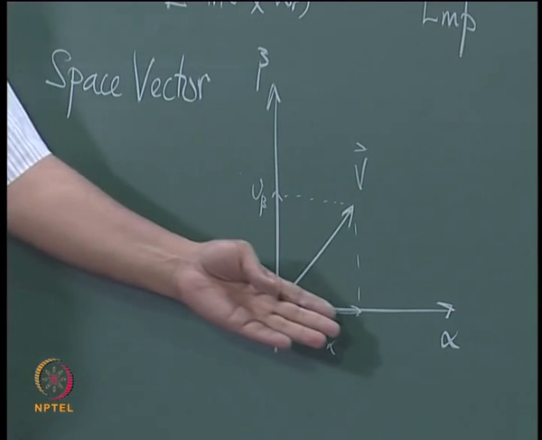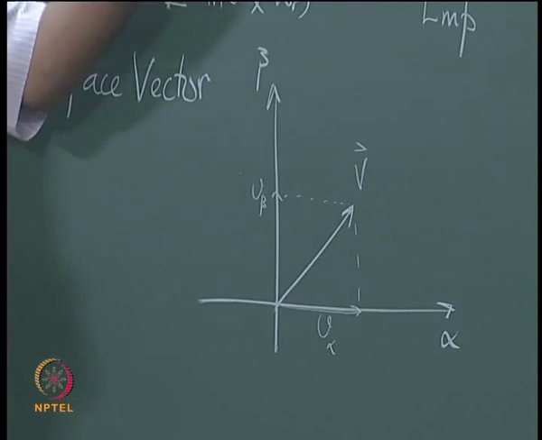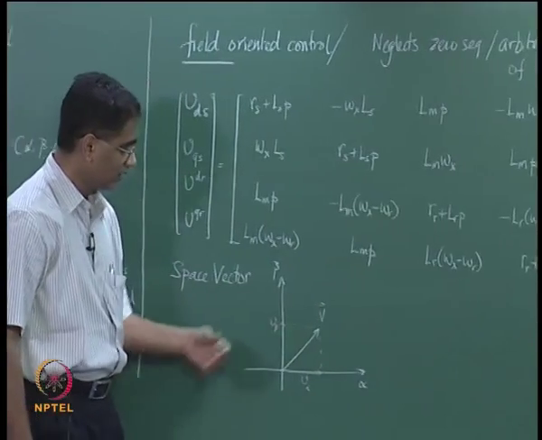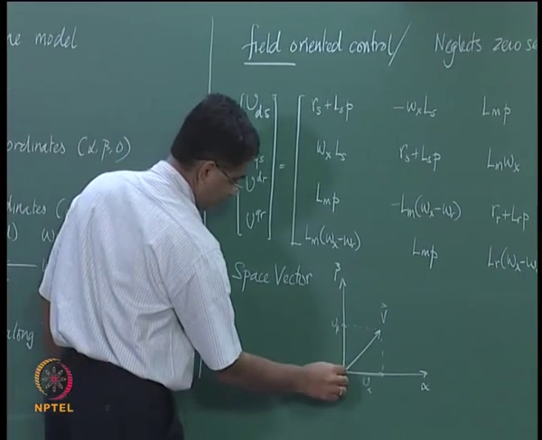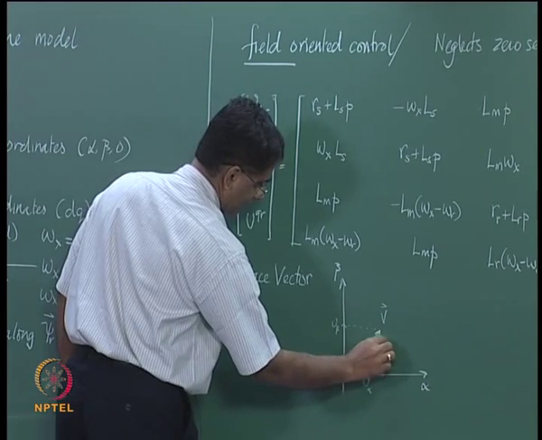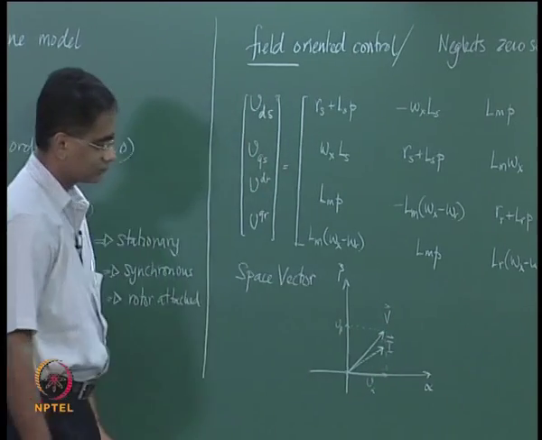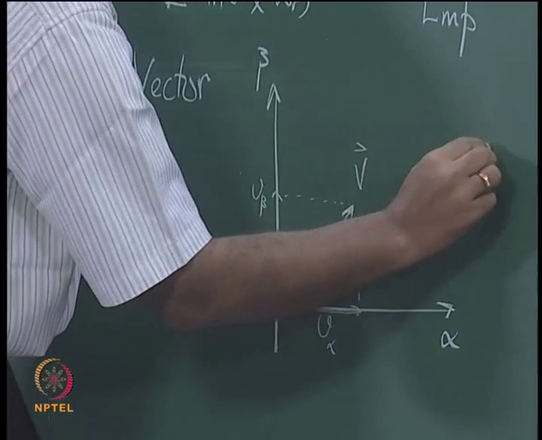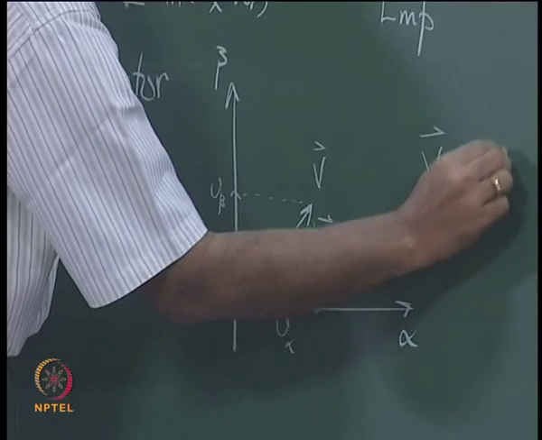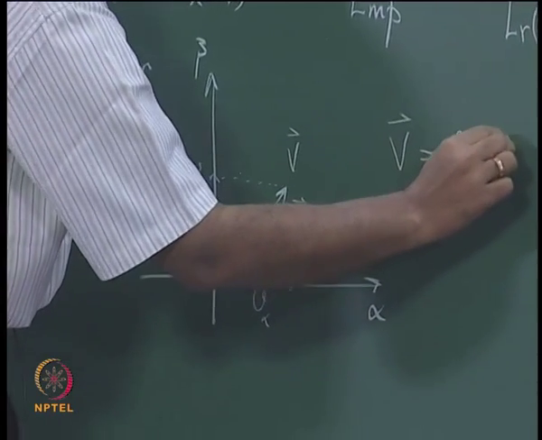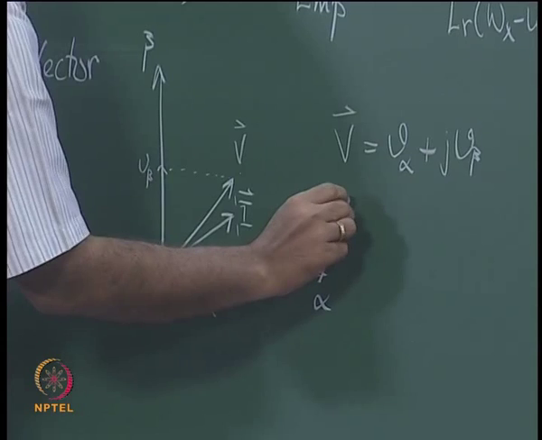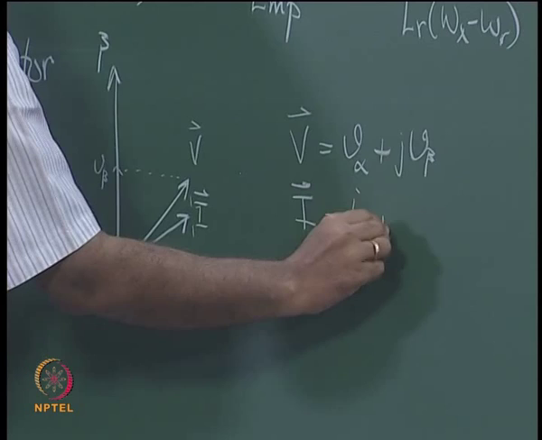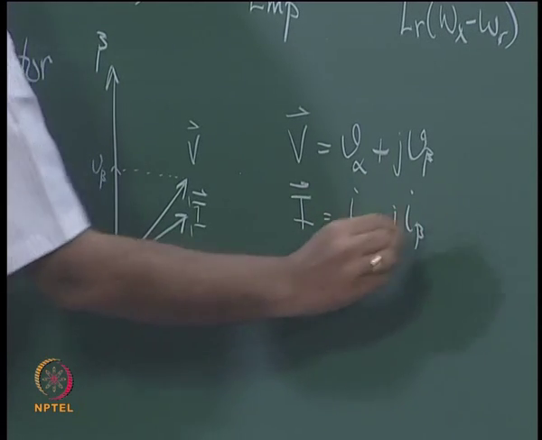Similarly, you have a flow of I alpha in the alpha axis, and you have I beta flowing on the beta axis coil. Those two together we can then form a space vector for the current, and this space vector can be written in a concise form: the voltage space vector is nothing but V alpha plus j times V beta. Similarly, the space vector of the current I can be written as I alpha plus j times I beta.